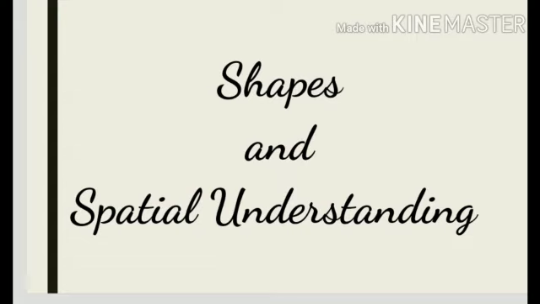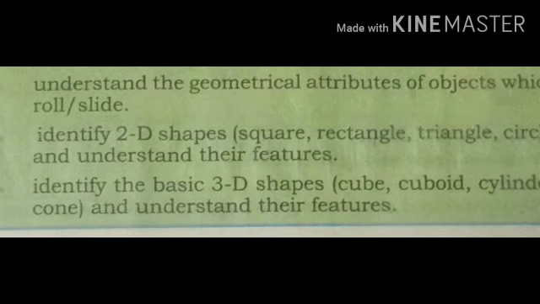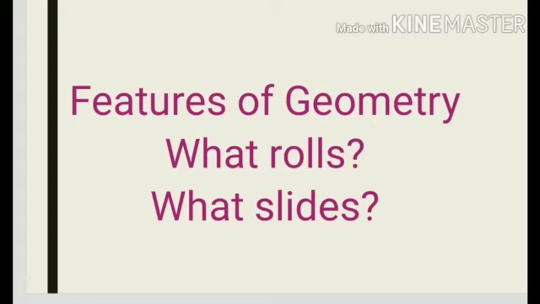But before that, we shall just recall what we studied in our last class. We studied the different types of lines and to distinguish between straight line and curved line. In today's class, we will be studying the geometrical attributes of objects which roll or slide, identifying the 2D shapes and to understand their features, and also learn to identify basic 3D shapes and their features. Let us learn the features of geometry, what rolls and what slides.